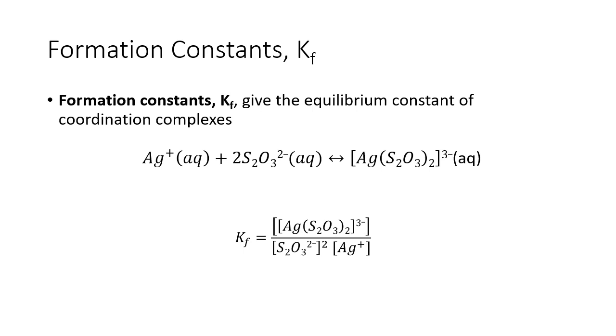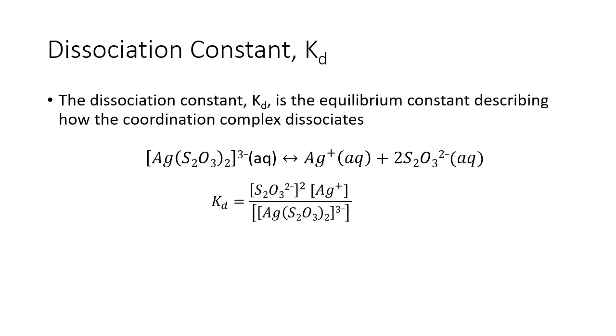Now, it turns out you can also flip this equation. The opposite of formation is dissociation, or K sub D. So if you flip the formation equation, you get a dissociation equation. The dissociation constant, K sub D, is the equilibrium constant describing how the coordination complex dissociates. So if we have silver thiosulfate becoming ions of silver and thiosulfate, then K sub D is the thiosulfate squared times the silver over the silver thiosulfate.